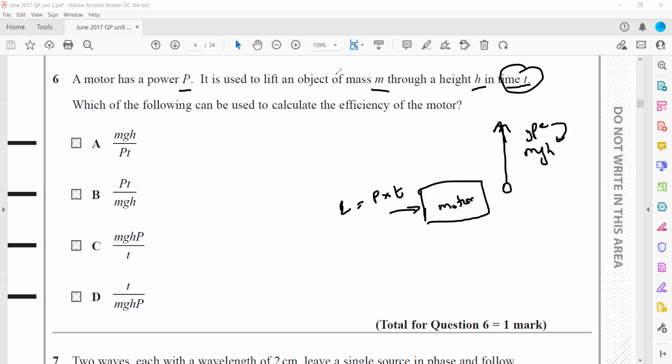So what is the formula for efficiency? Efficiency is the useful output divided by total input multiplied by 100. So output is mgh, input is power into time, and into 100, but there's no option with 100. So basically they will give it in decimal here. When we multiply by 100, we'll get a percentage. So it matches option A as the right answer. Whenever we are lifting an object, the useful energy is potential energy. And because it is an electrical motor, the input energy is power into time.